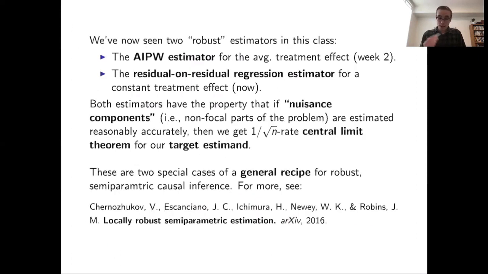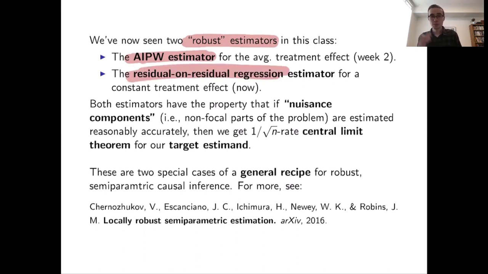So this is how one can estimate constant treatment effects in a way that's confounding robust under the no unmeasured confounders assumption. In my experience, it's a very good estimator. It's one I recommend using. And the bigger picture is that now we've seen two different confounding robust estimators: the AIPW estimator we saw in week 2, and the residual-on-residual regression estimator based on Robinson's transformation for the constant treatment effect.